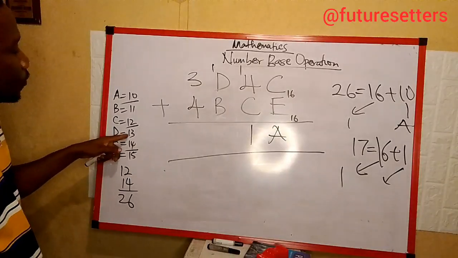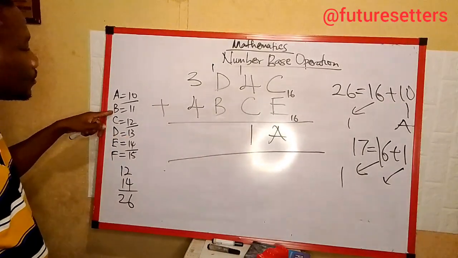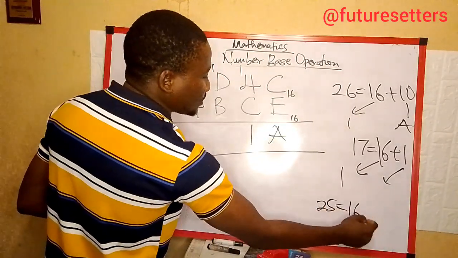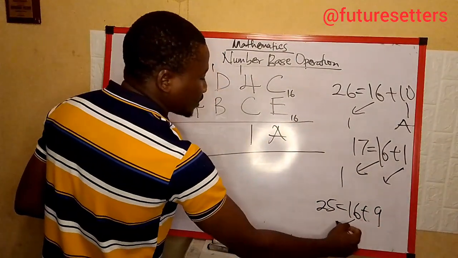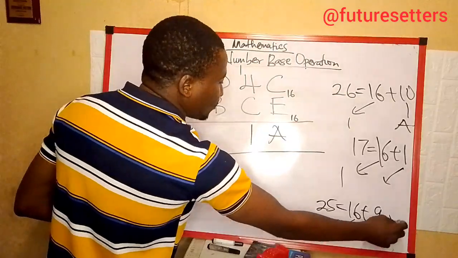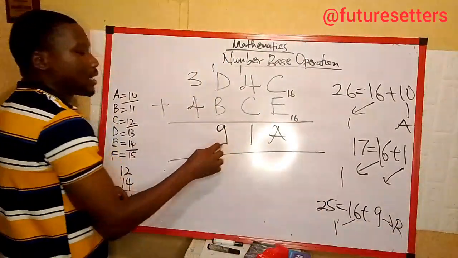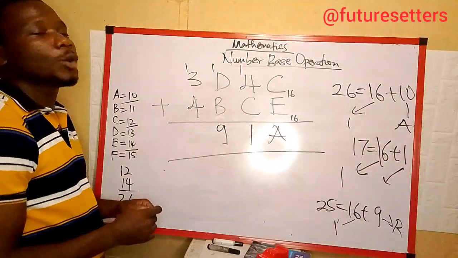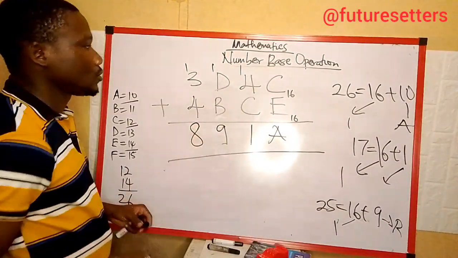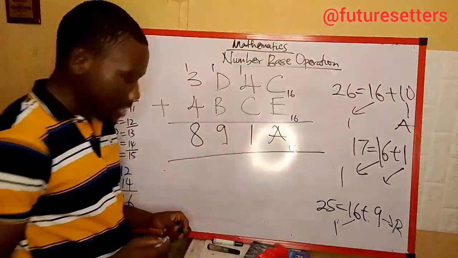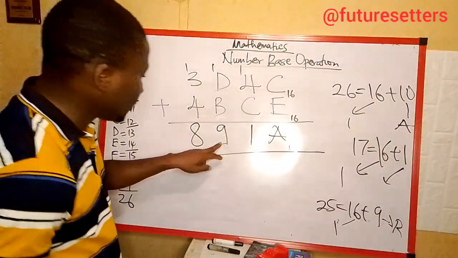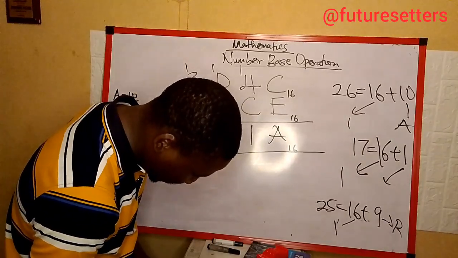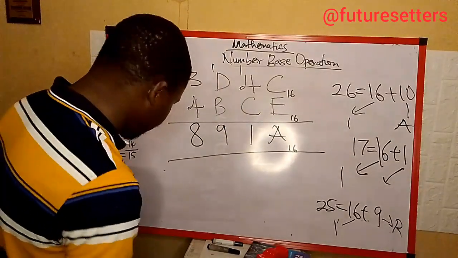1 plus 13, 14. 14 plus 11, that is 25. Break 25: 16 plus 9. So 16 will become 1, and 9 will be the remainder. So put down 9 here. Carry 1. 1 plus 3, 4. 4 plus 4, 8. So it therefore implies that our answer is 8, 9, 1A base 16.